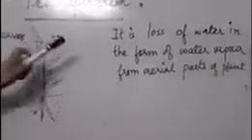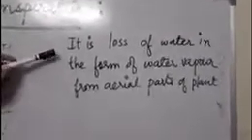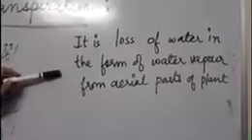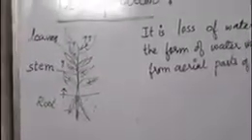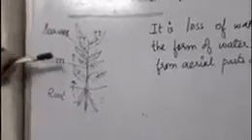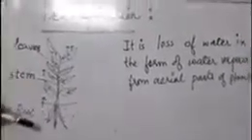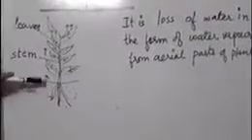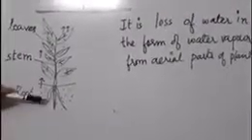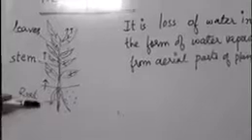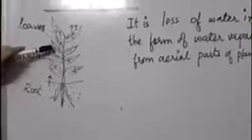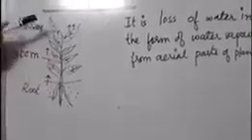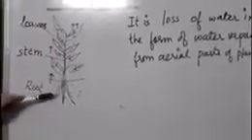So let us define it. Transpiration is the loss of water in the form of water vapor from the aerial parts of the plant. Now when this transpiration is taking place, there must be some pull. That pull is known as transpiration pull. Now due to transpiration, there is a suction force in the xylem vessel. This force causes the water to be pulled up from the xylem in the roots to the stem and to the leaves. This pulling force is termed as transpiration pull.